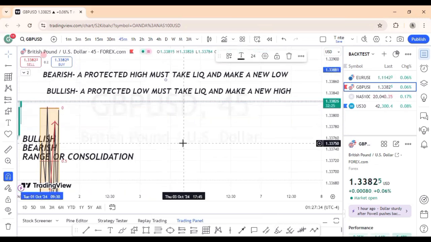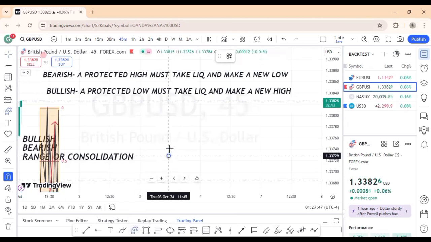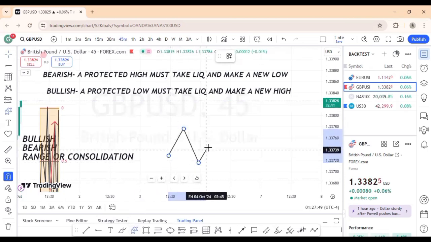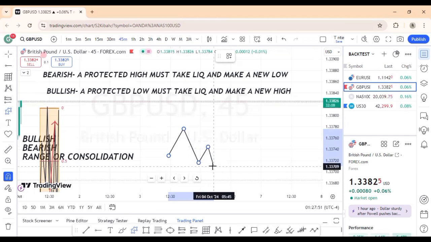Okay. Now, when the market is bearish, for you to classify your protected high, it must take liquidity and make a new low. Now, what do I mean? That means when the market is bearish, it must do this.